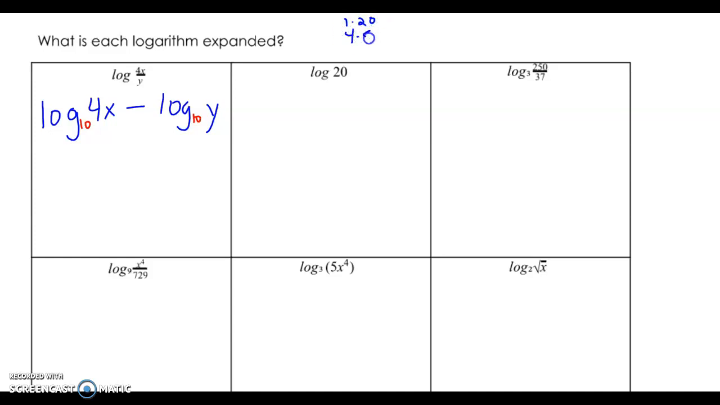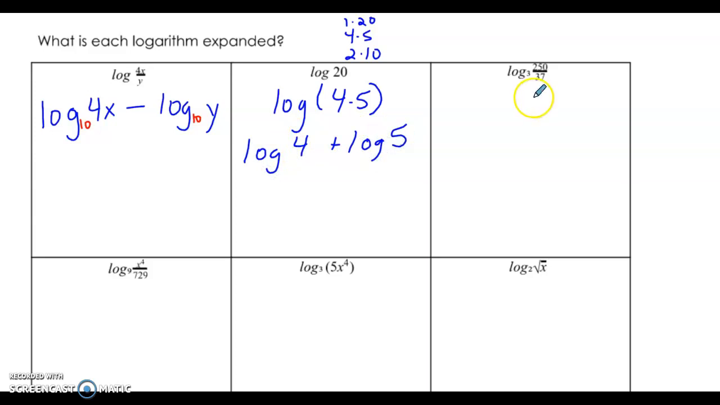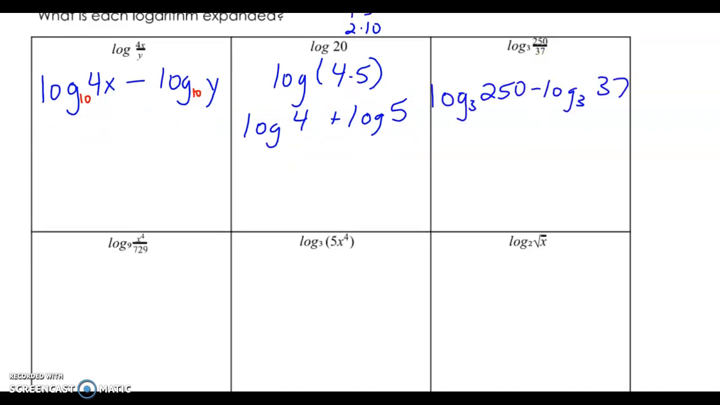All right, this is one where you can pick what multiplies or divides to 20. 1 and 20, 4 and 5, 2 and 10. So if I picked 4 and 5, I would think of 20 as 4 times 5. So logarithm of 4 plus the logarithm of 5. All right, go ahead and pause the video. Try this third one. All right, it should be logarithm base 3 of 250 minus logarithm base 3 of 37.